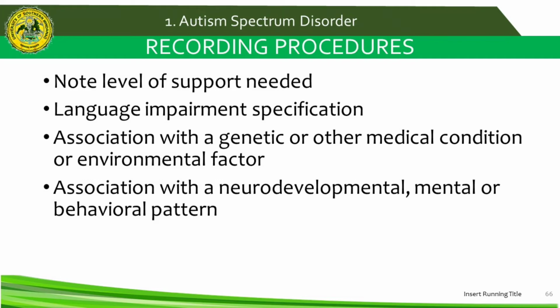spectrum disorder. So if associated naman with a neurodevelopmental or mental or behavioral problem, meets criteria for a neurodevelopmental or other mental disorder, both autism spectrum disorder and the other disorder should be diagnosed. If catatonia is present, record separately catatonia associated with autism spectrum disorder.